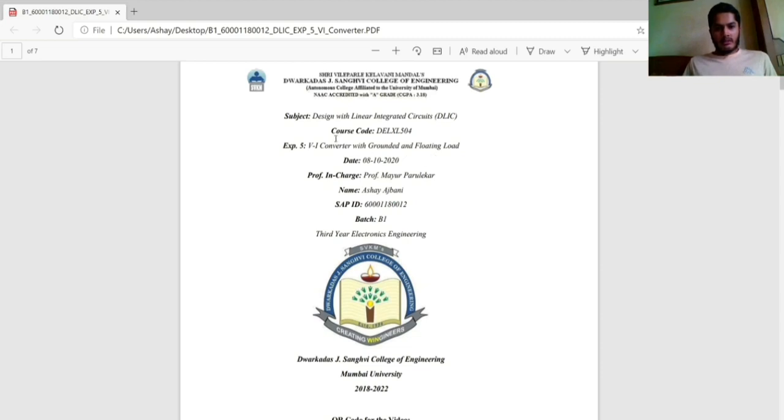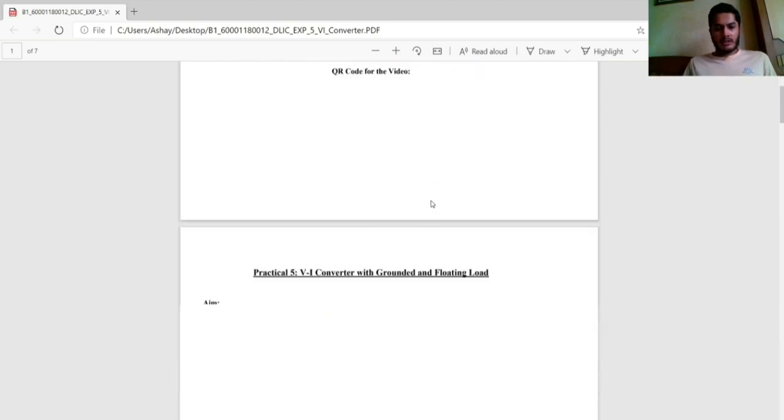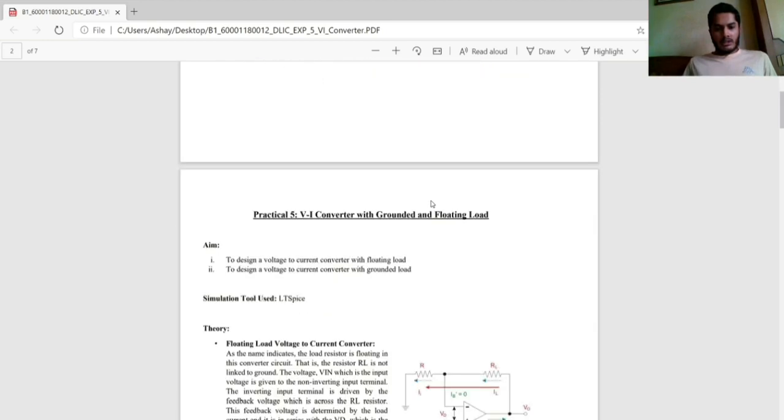This is our fifth experiment for the subject Design with Linear Integrated Circuits, which is to implement a VI converter using grounded and floating load configurations. This experiment was guided by Mayur Parulekar sir, and I've used LTSpice as my simulation software. Now let's look at the calculation for both of the configurations.